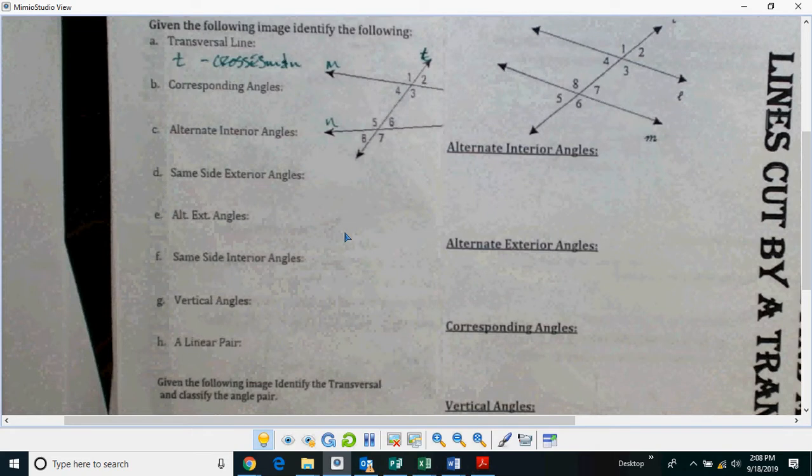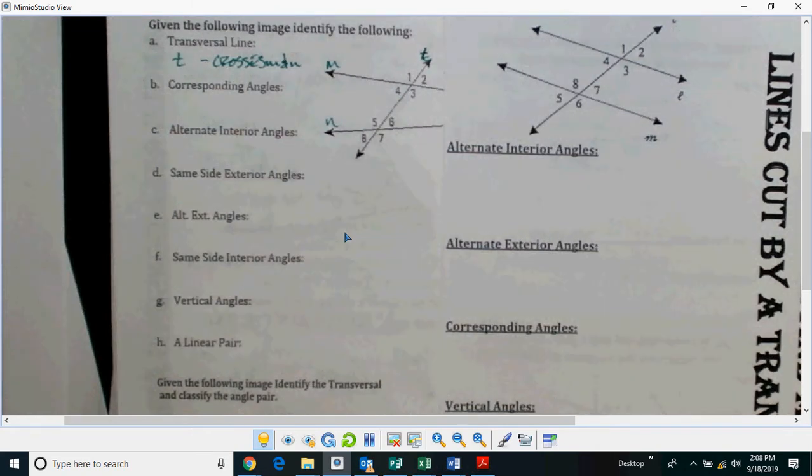All right. Next, corresponding angles. What does corresponding mean?